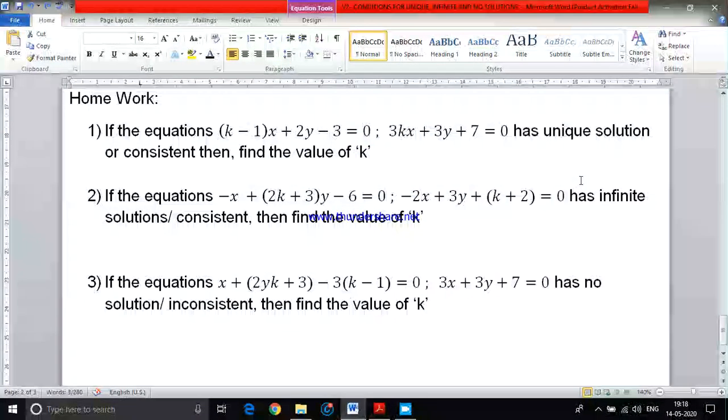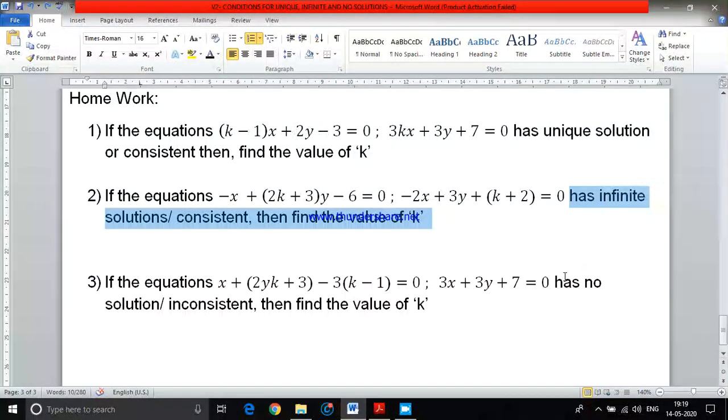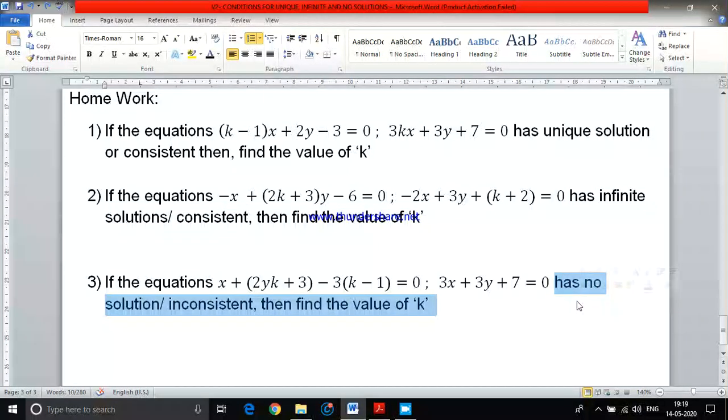Now here I have three more homework questions. Previously I have given 4 questions. Now 3 more questions as a homework. One is for unique solution, one is for infinite solutions, and another one is for no solution.